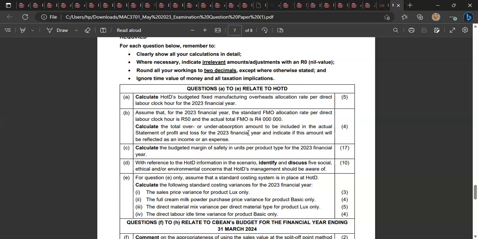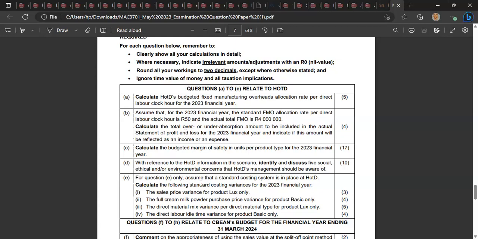Right. So here you are most likely going to be doing the product type. You are basically taking the 50 Rand, and then we are looking at the actual hours that we used. So 50 Rand and actual hours is going to give you a certain amount, which is the fixed manufacturing rate based on the actual hours. And then you're going to compare those two there. Then it's either going to give you an over or an under absorption.